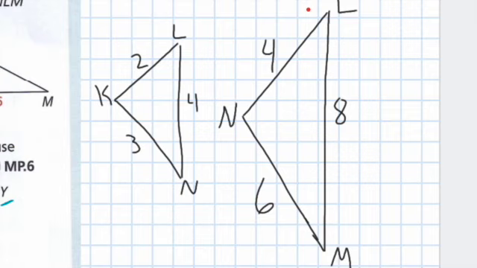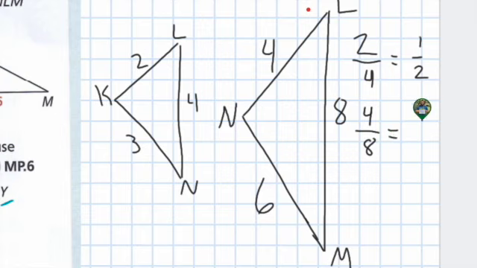Let's see here. I have K to L is 2, and N to L is 4. And that reduces to 1 over 2. All right. L to N is 4, and L to M is 8. And that reduces to, again, 1 over 2. So far, so good. Two things check out.